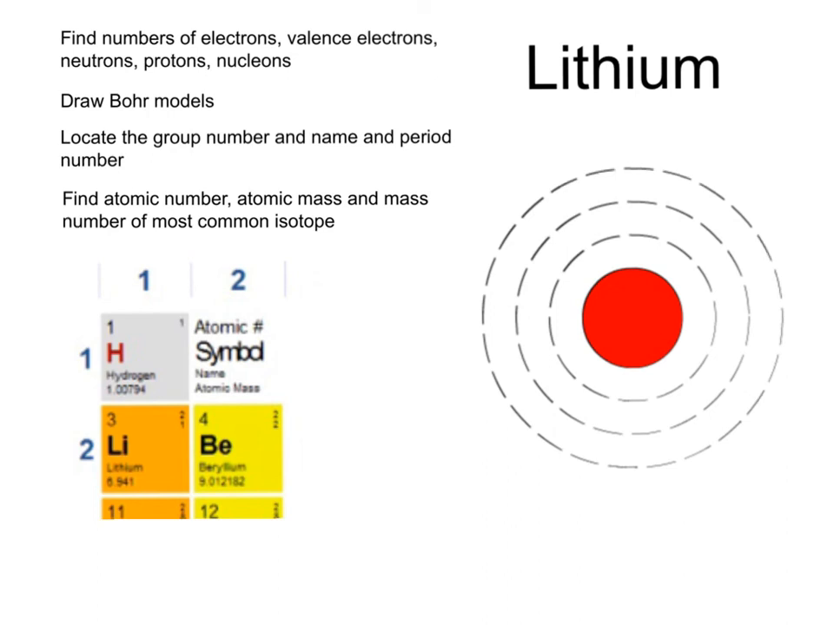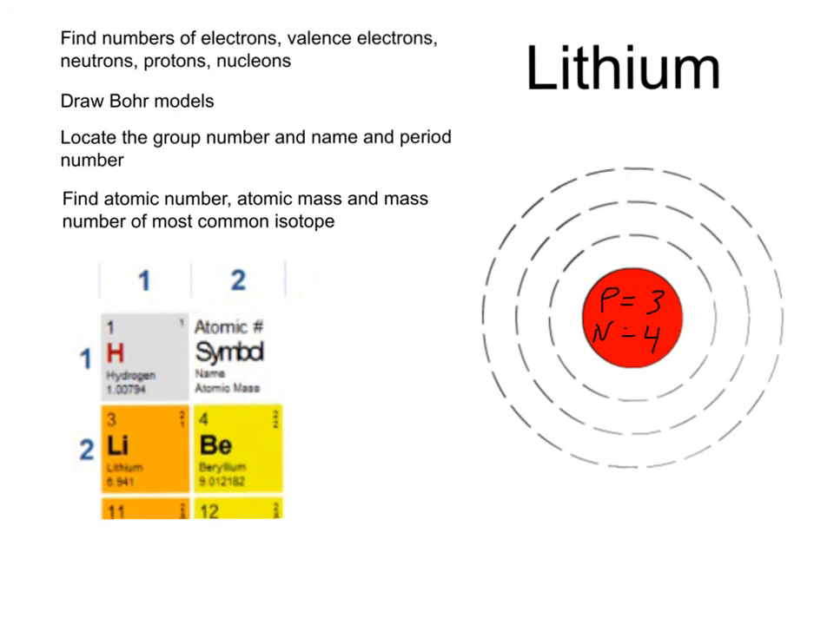Find the number of electrons for lithium. Lithium has 3 electrons. Find the valence. It has 1 valence electron, bottom of the stack. For neutrons we have to round 6.94. That rounds to 7. Minus 3 is 4 neutrons. There's 3 protons, that's the atomic number. And 3 and 4 add up to 7. Pop those into our nucleus. We have 3 protons, 4 neutrons, that's 7 nucleons.